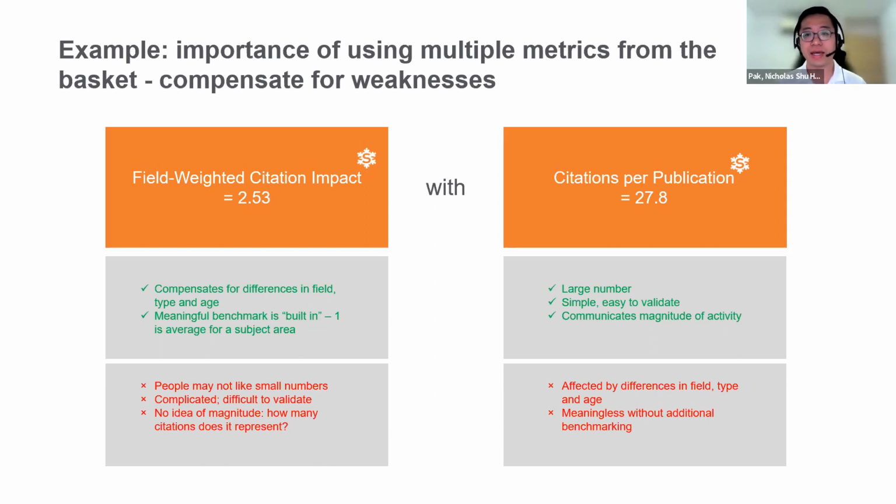Citations per publication on Scopus, on the other hand, is a large number, which is simple and easy to validate, and it communicates the magnitude of activity that we are looking at. What affects it will be differences in field, type, and age. It is meaningless because you don't know what the global average is, right? So the built-in 1 for benchmarking is something which I find particularly useful and impactful. When you look at a paper, you can see the total number of citations and the field weighted citation impact. You know what is the scale that we are looking at. You know what is the global standard. You get to know the overall benchmark that we're comparing to.